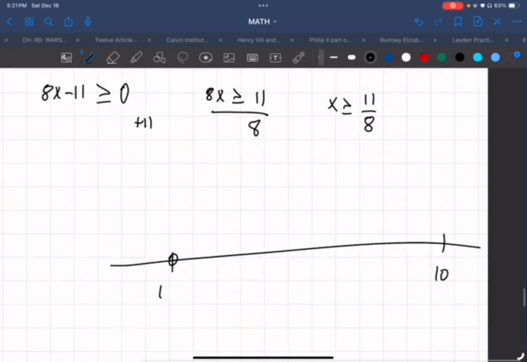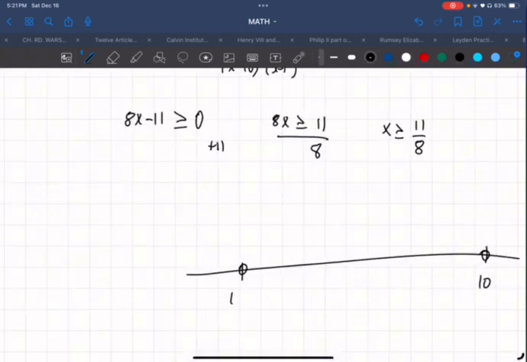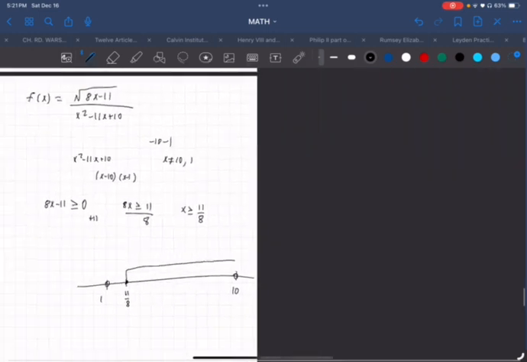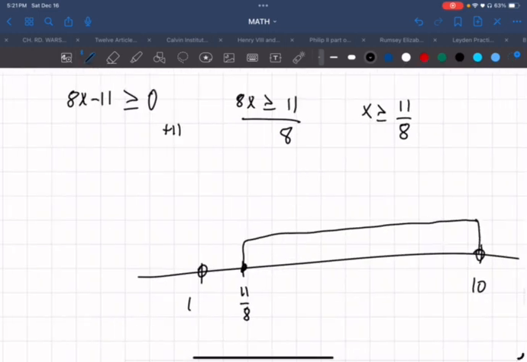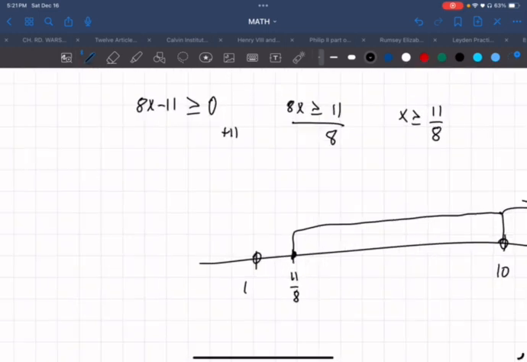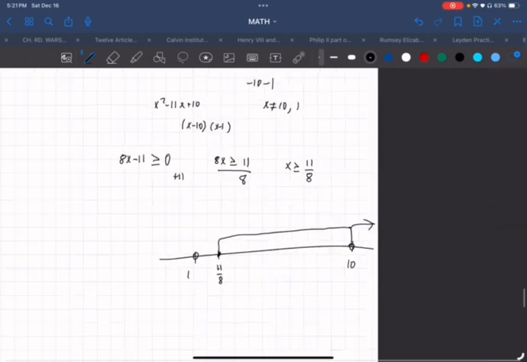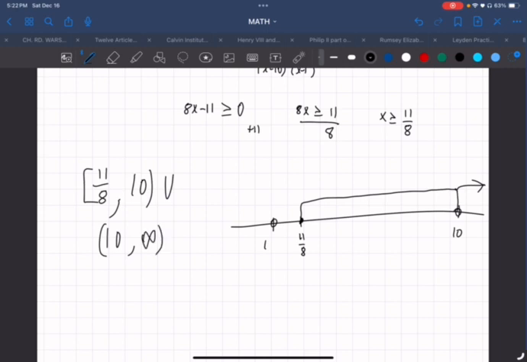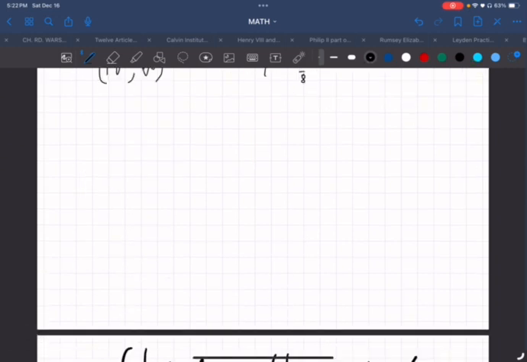No, it still can't be 1. Okay. And x has to be greater than or equal to 11. So it can't be less than that. Okay. So it can't be 1, but it can't be anything less than 11 anyways. So that's why that's not going to be included. The interval should be 11 to 10, then 10 to infinity. Yes, that is correct.